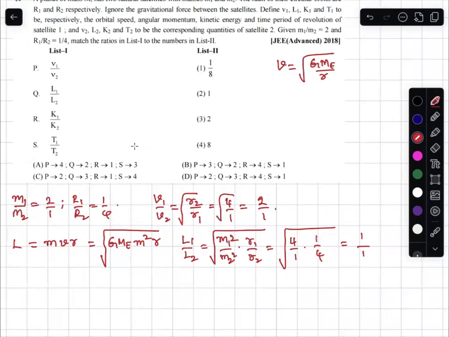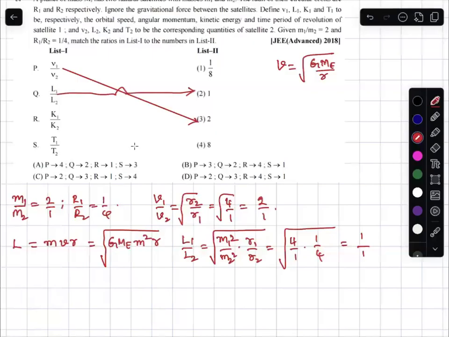Q2. Yes or no? Arya, just please confirm. 1 minute. P is 3. Q gives right. So which option is matching for this?